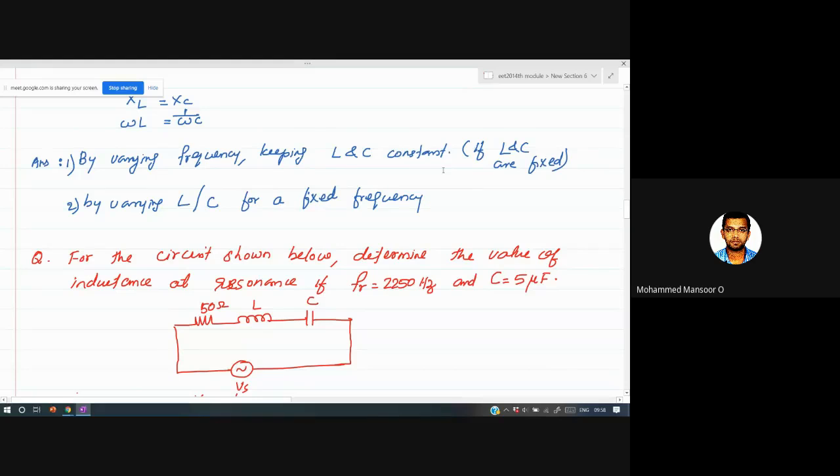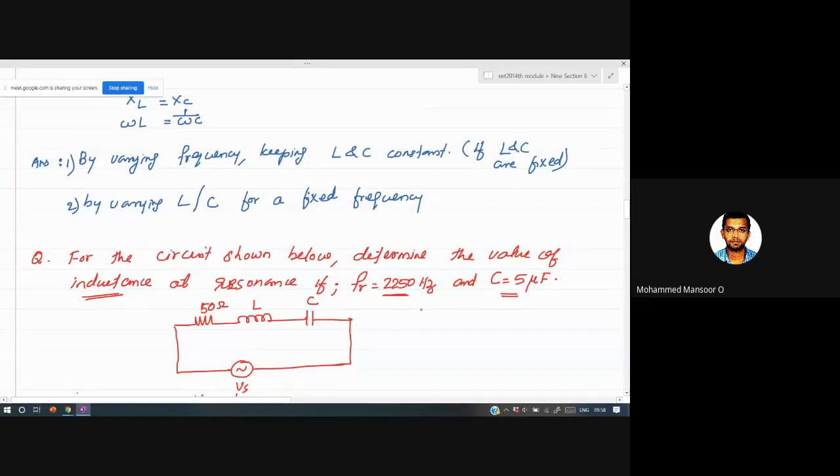For the circuit shown below, determine the value of inductance at resonance if the resonance frequency is 2250 Hz and the capacitance value is given as 5 microfarad. Clear? Resonance frequency is given, capacitance value is given. What do you need to find out? Inductance.